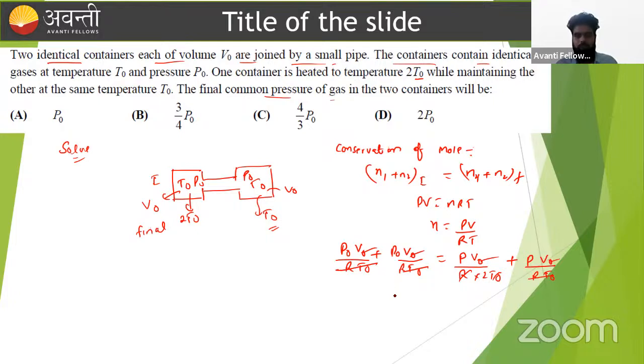This value will become 2P naught. And if we solve this, this will become beta 3p by 2. Okay. And what is the value of p here? That is 4 by 3 p naught. So I hope option C is the correct answer.